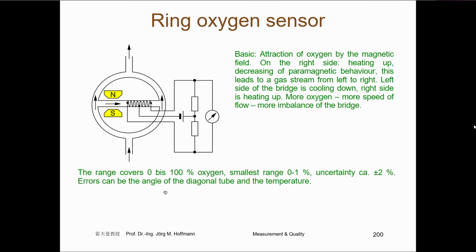The range is interesting. It covers 0 to 100% oxygen, the full range, and the smallest range can be 0 to 1%. That means very, very small. The uncertainty is plus minus 2%. It's very good.